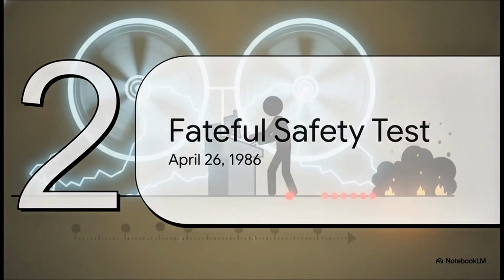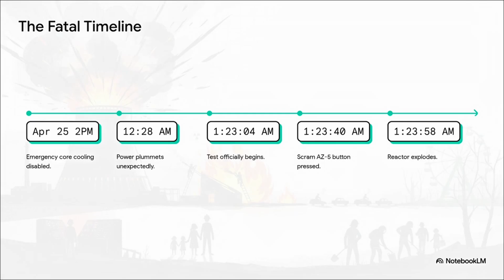Part 2. The fateful safety test. Let's move over to the timeline to see exactly how this builds into the disastrous safety test intended to measure the spinning turbine's backup power. What's absolutely fascinating and terrifying about this timeline is watching the ticking clock. Literally every attempted fix just sealed their fate.